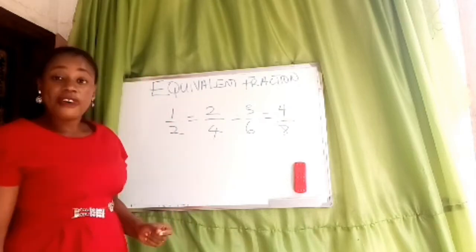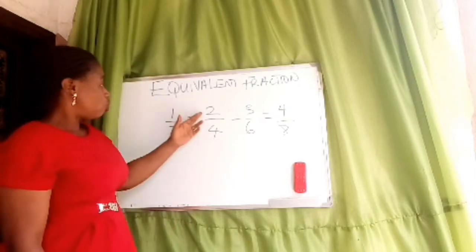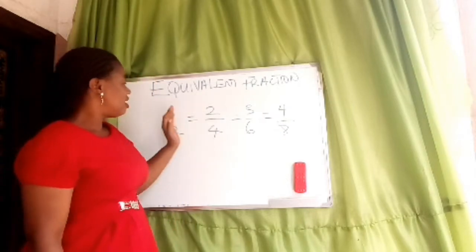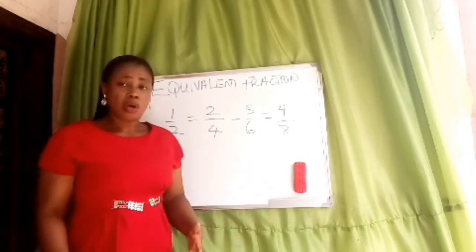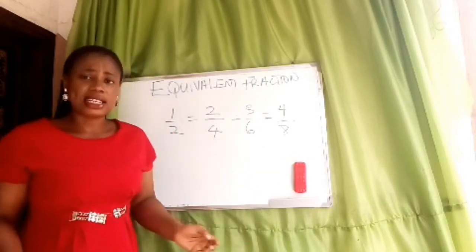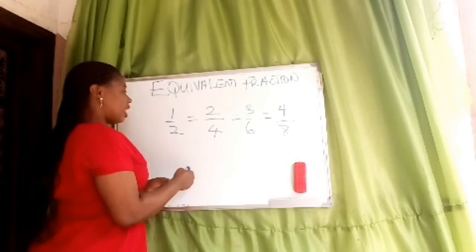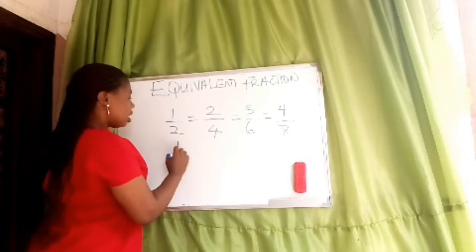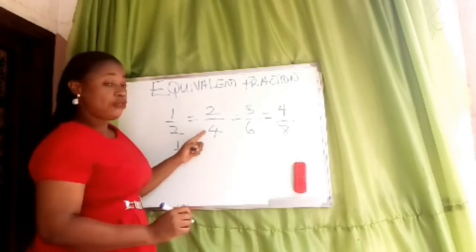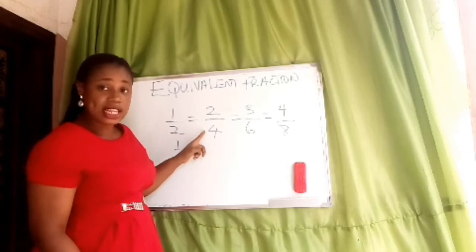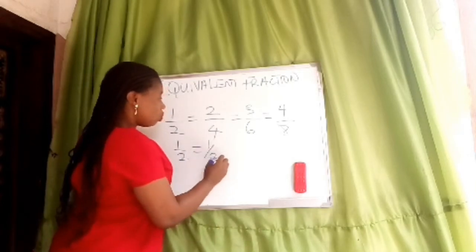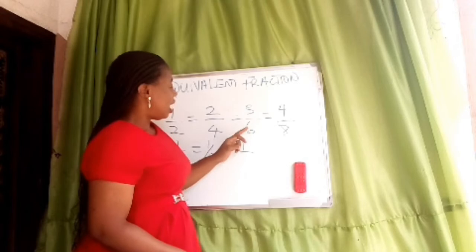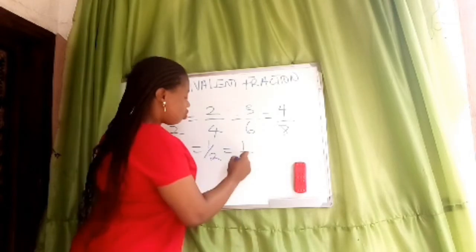If you look at it from the first definition I gave, 2 and 4, 3 and 6, they all have different numerators and denominators, but they are the same. How are they the same? Because when reduced to their lowest term, 1/2 is the same thing. When 2/4 is reduced to its lowest term, it is 1/2. 3 divided by 3 gives 1, and 6 divided by 3 gives 2.